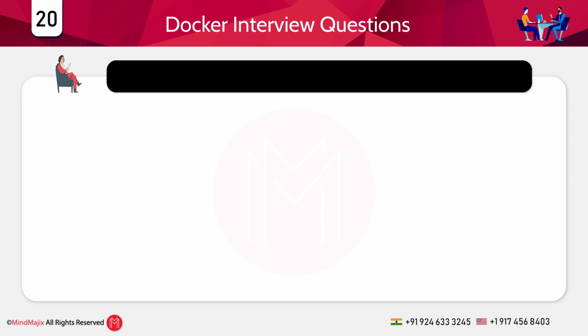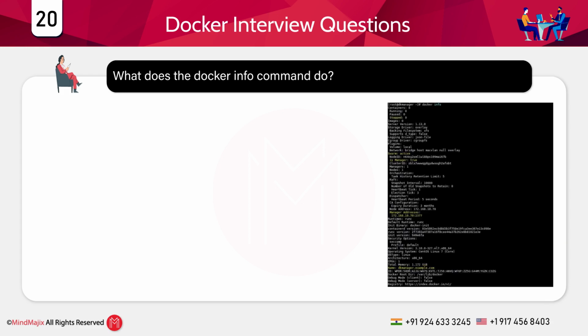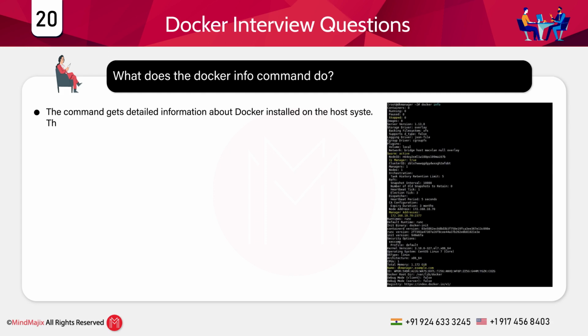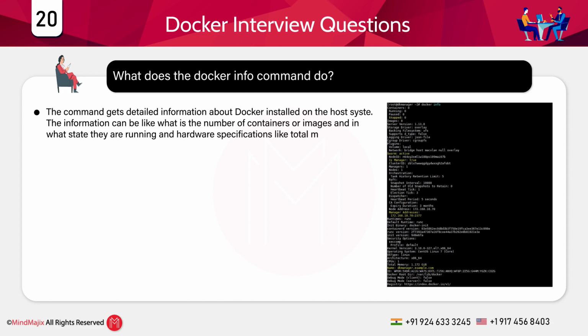Question 20, what does the docker info command do? The command gets detailed information about Docker installed on the host system. The information can be like the number of containers or images and in what state they are running, and hardware specifications like total memory allocated, speed of the processor and kernel version.